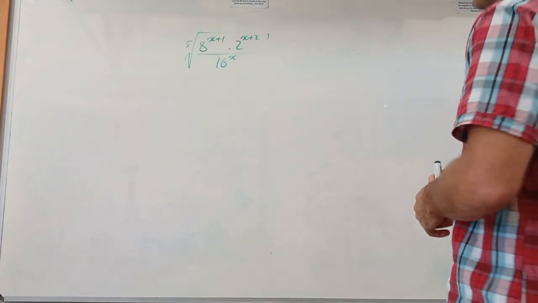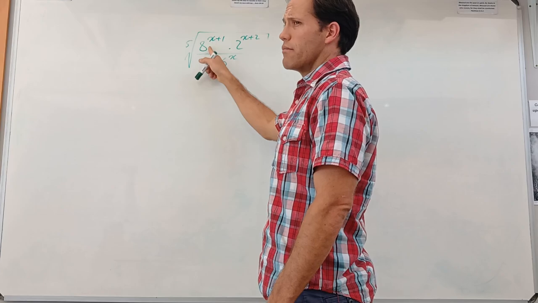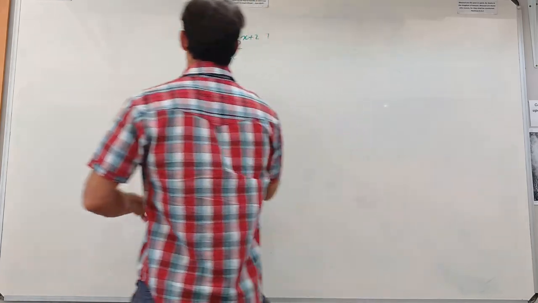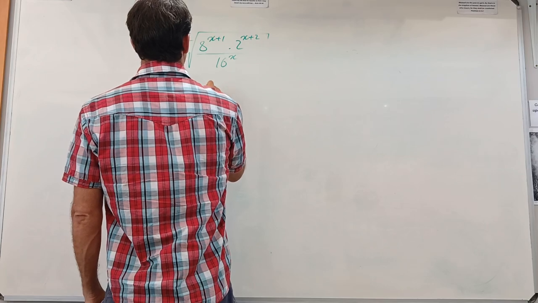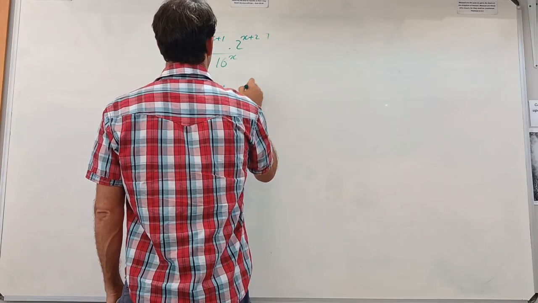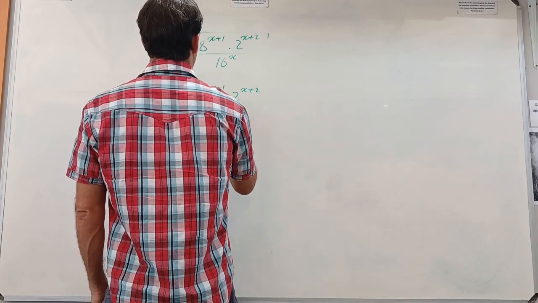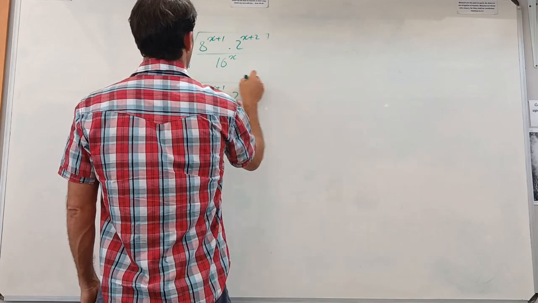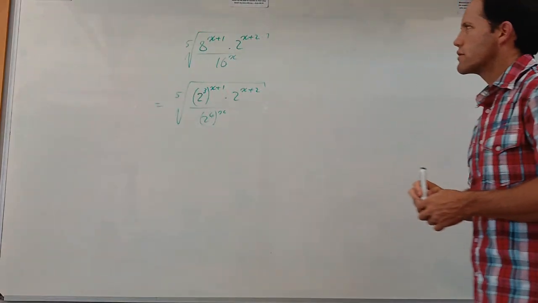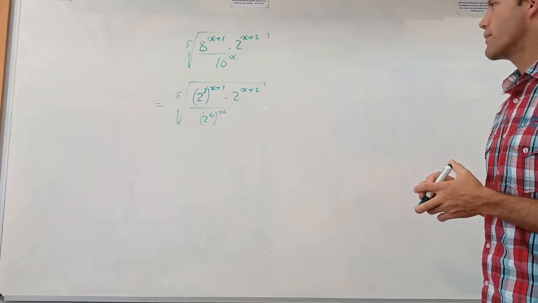Okay, so obviously now 8 is 2 to the power 3 and 16 is 2 to the power 4. So we're starting by saying 2 to the power 3 to the power x plus 1 times 2 to the power x plus 2, and then 2 to the power 4. So you can leave everything else, you can just do that in the first step.